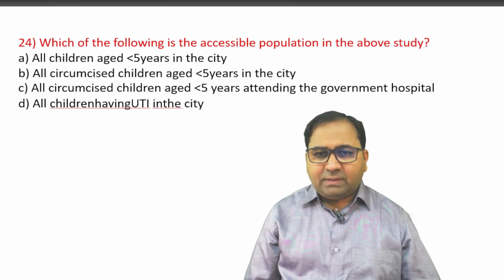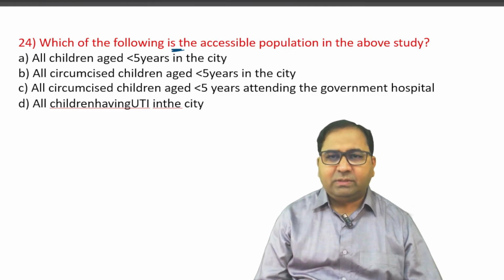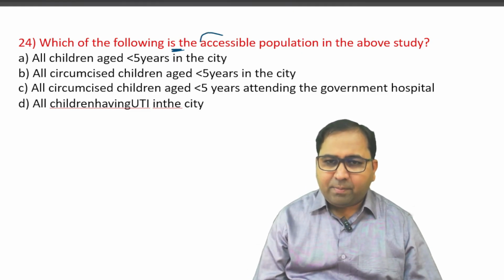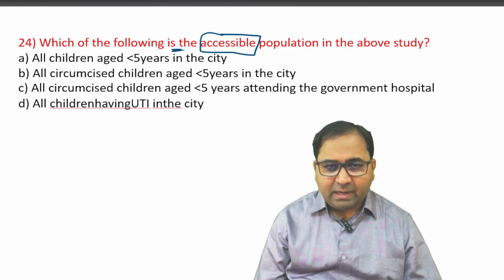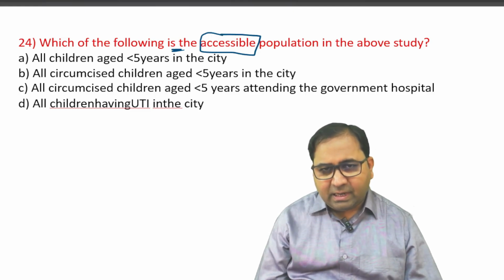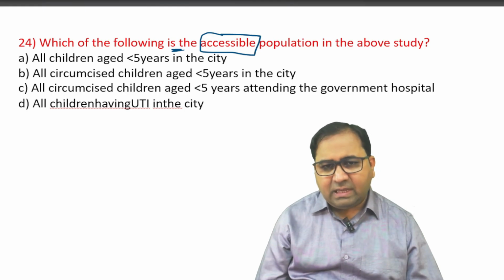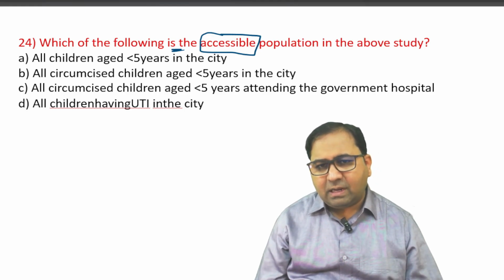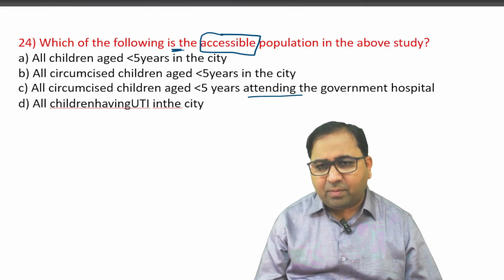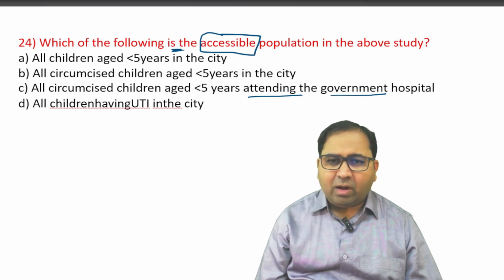Next question. Which of the following is the accessible population in the above study? Now you see the same study, okay, but now they have asked the accessible population. Now let us see the options again. A. All the children aged less than 5 years in the city, or B. All the circumcised children aged less than 5 years in the city, or C. All the circumcised children less than 5 years attending the government hospital, or D. All the children having UTI in the city.